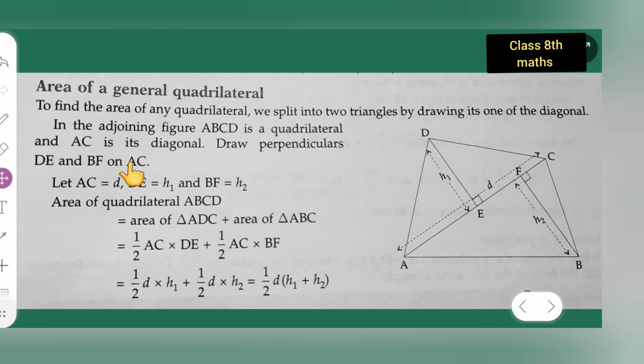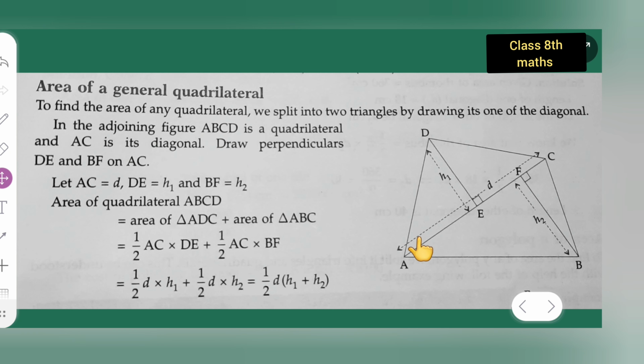So take down the concept. I will be giving you the formula for the area of a general quadrilateral. You can see the figure of a quadrilateral also. Now, to find the area of any quadrilateral, we split it into two triangles by drawing one of its diagonals in the adjoining figure.